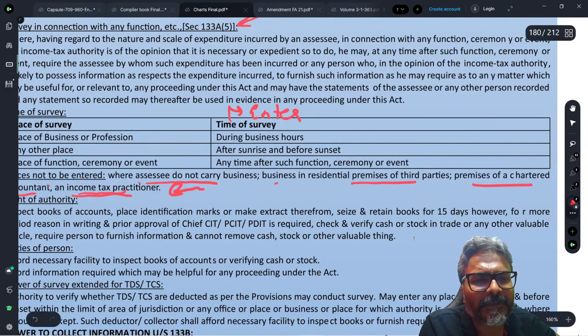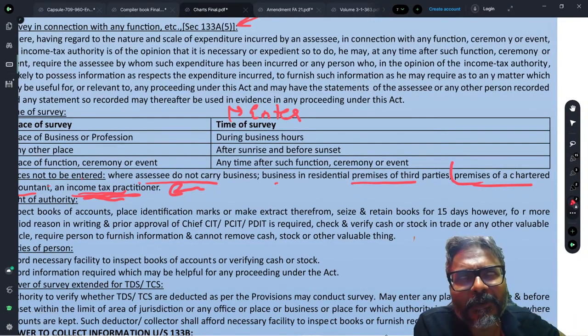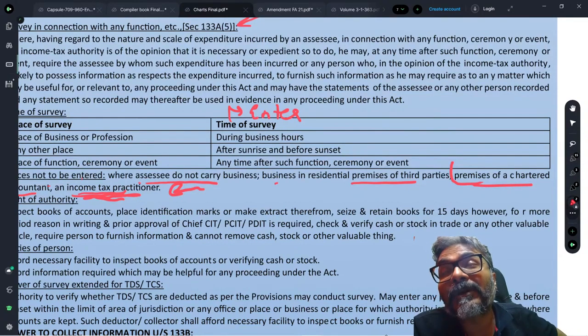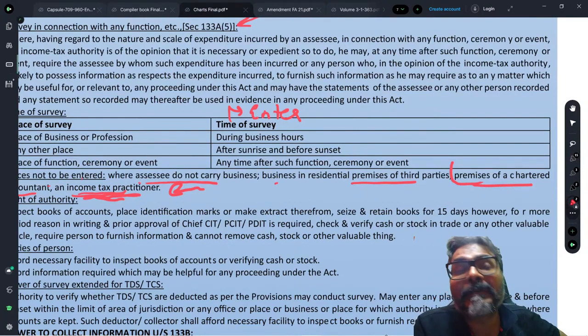So students, the survey in such a particular case can be undertaken. Indeed, if you say that the books have been kept in the premises of your CA, then the premises of your CA will become what? The place of business, and because of that reason the survey can be undertaken.